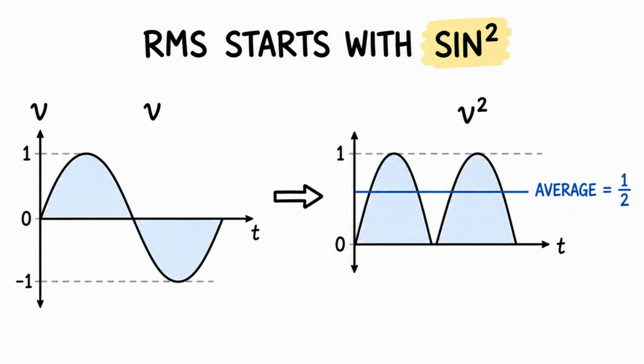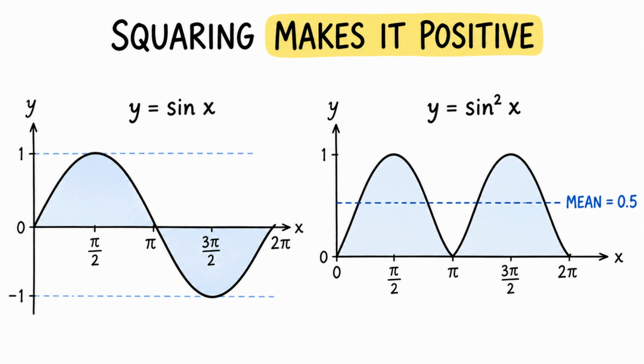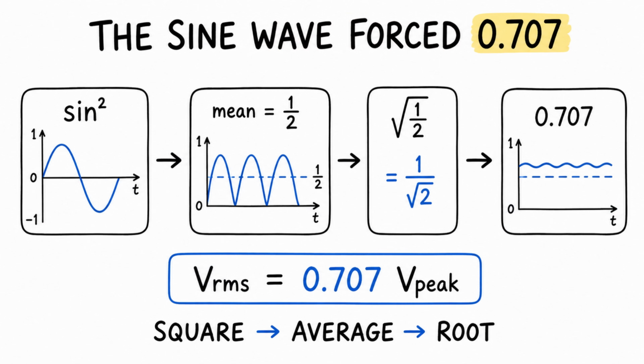In RMS voltage, 0.707 enters through the time average of the squared sine wave. The sine wave is squared to make power always positive. The average of sine squared over a complete cycle is exactly 1/2. This is a geometric property of the sine function. Taking the square root of this average to get back to voltage units produces the square root of 1/2, which is 0.707. The sine wave forced it in through the squaring and averaging operation.